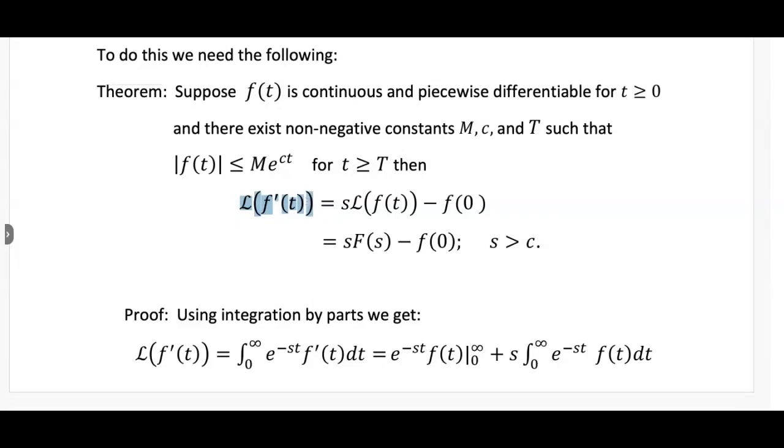Then the transform of the first derivative of the function equals s, for s greater than c, times the transformation of f of t, so some scalar times the transformation of f of t, minus f of 0. We can use capital F of s to represent the Laplace transformation of lowercase f of t. So we can write it in this way: some number bigger than c multiplied by the transformation, then minus f of 0.